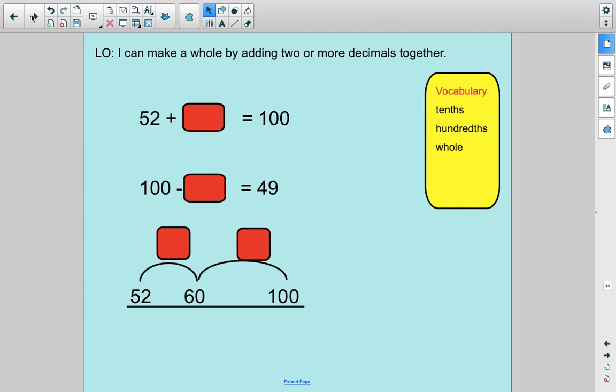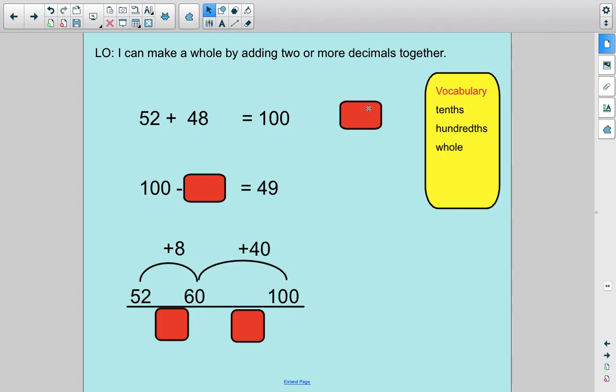If I had 52, what would I have to add to 52 to get 100? I've used my little number line below to help you jog your memory. So if I've got 52, what do I add to that 2 to get me to the next whole 10? Well, I know 2 and 8 make 10. I'm now at 60. What do I add to 60 to get to 100? I add 40. How many have I added all together? I've added 40 and 8, which is 48.